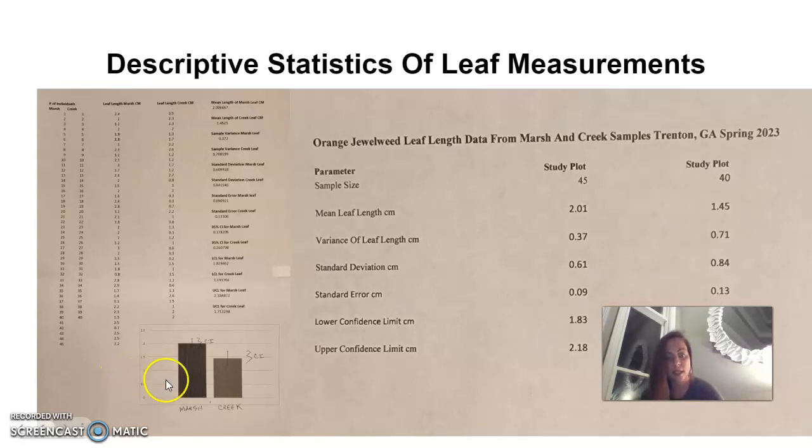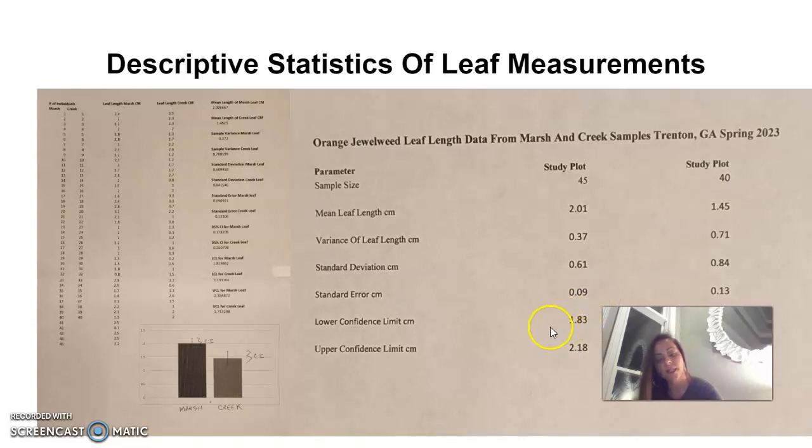Though, as you can see here, more variance in leaf length was detected in the creek study sample, and the creek study sample is on this right side here. This is study plot 1, which is the marsh area. You can see the sample sizes, the mean leaf length, variance, standard deviation, standard error, and of course confidence limits for both of those.